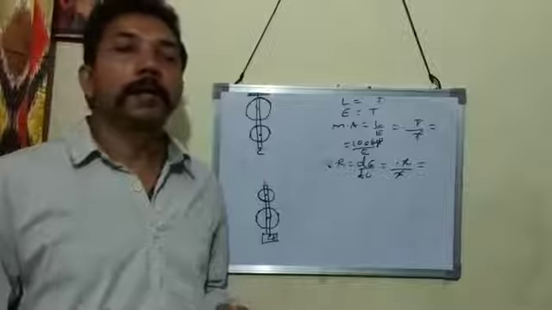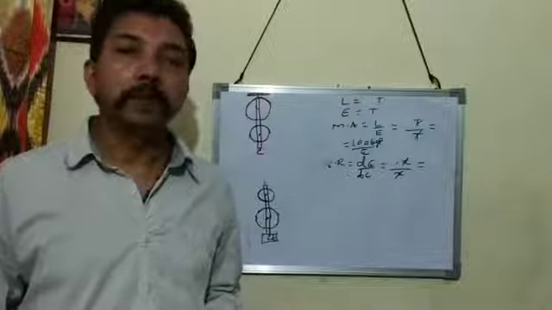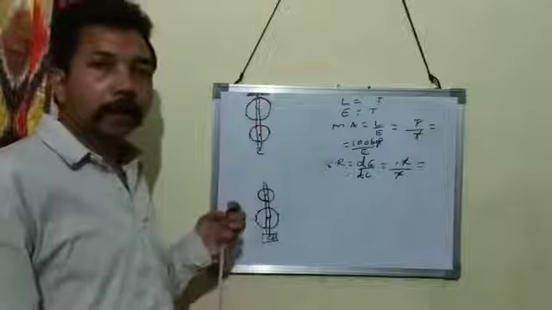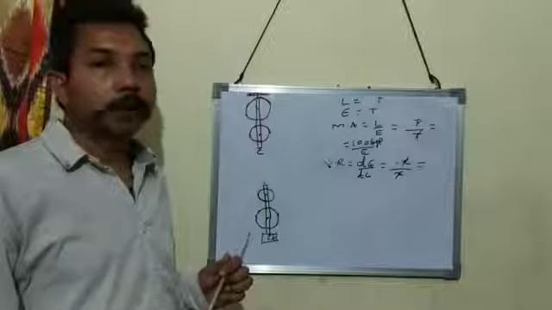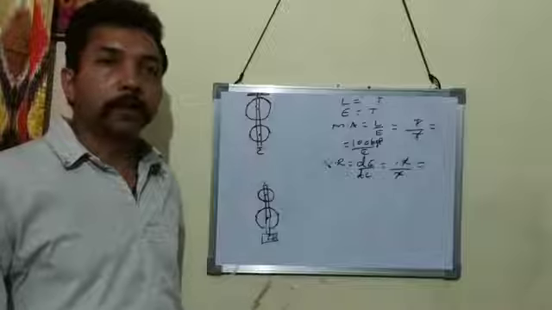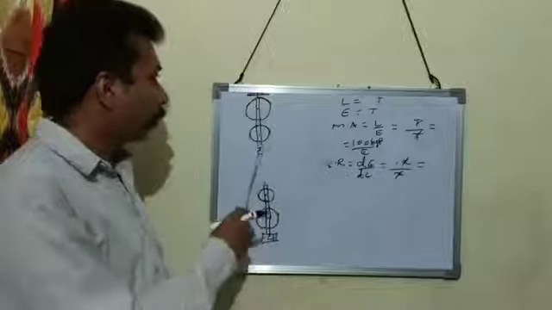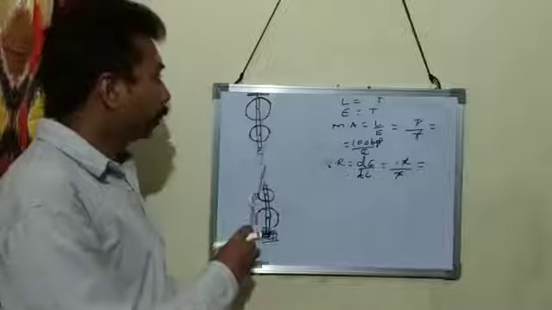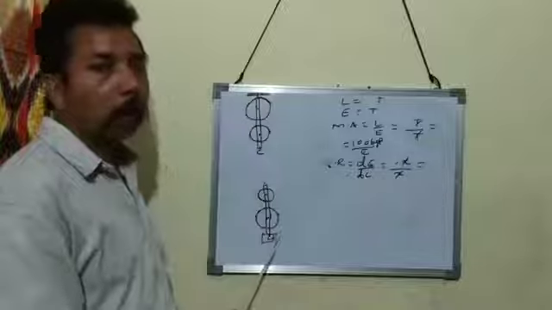Now we will see block and tackle system of even number of pulleys. So this is a block and tackle system of 4 pulleys. 4 is an even number. So if the number of pulleys is even, then you have to make an equal number of pulleys in the upper block and the lower block.